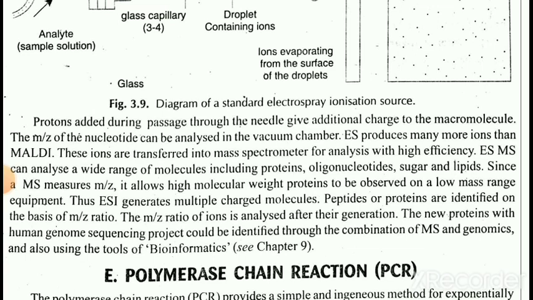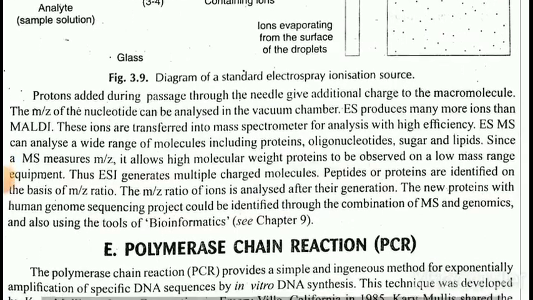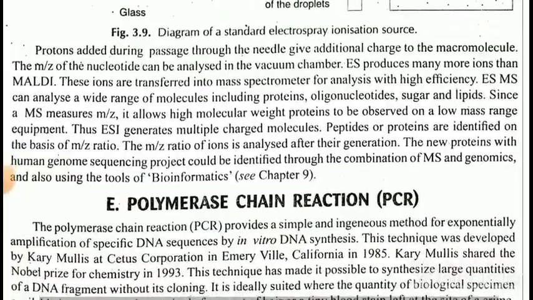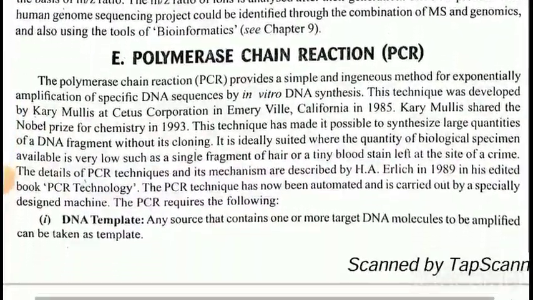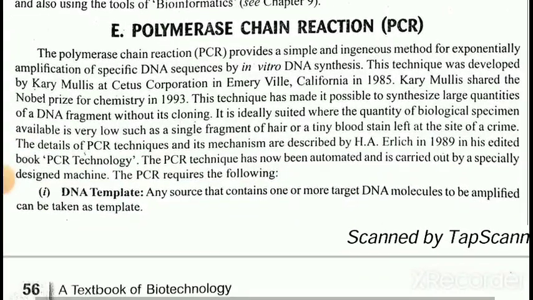See Chapter 9. Polymerase chain reaction (PCR). The polymerase chain reaction (PCR) provides a simple and ingenious method for exponential amplification of specific DNA sequences by in vitro DNA synthesis. This technique was developed by Kary Mullis at Cetus Corporation in Emeryville, California in 1985. Kary Mullis shared the Nobel Prize for Chemistry in 1993. This technique has made it possible to synthesize large quantities of a DNA fragment without its cloning.